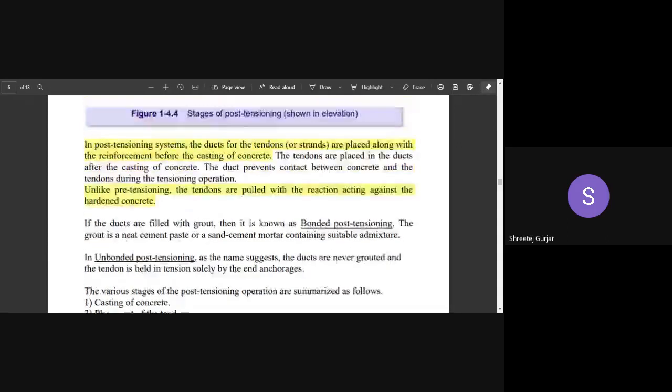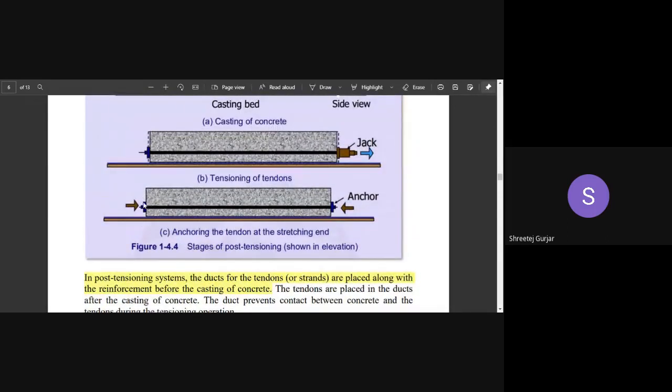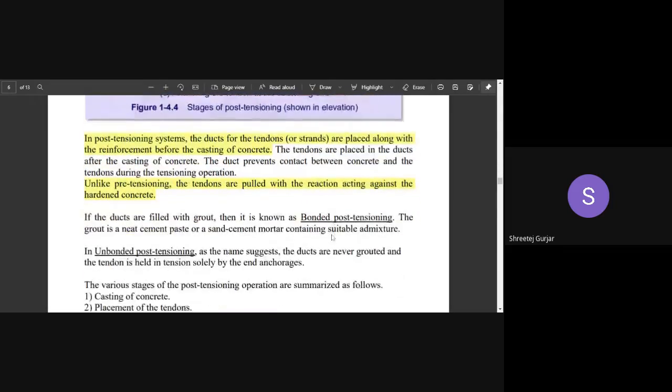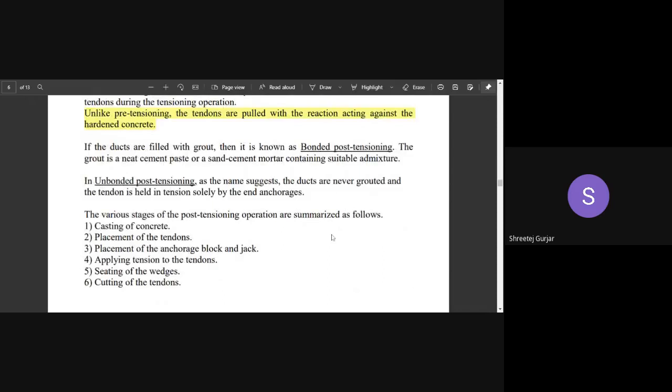As you can see in this image, the tendons are held by the end anchorages, and not by any bond, in post tensioning. So under unbonded post tensioning, the ducts are never grouted and the tendons are held in place by end anchorages. So these are the two types: bonded post tensioning and unbonded post tensioning.